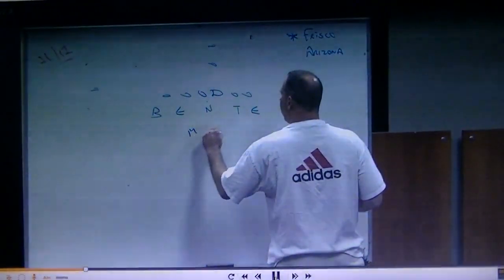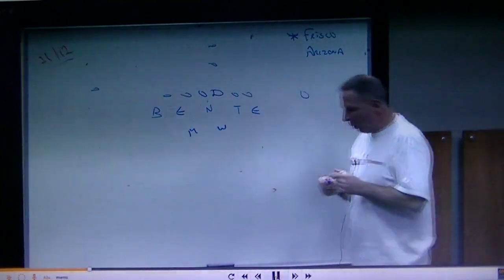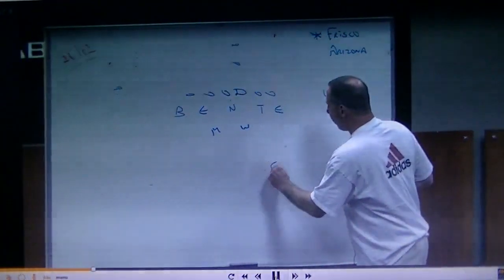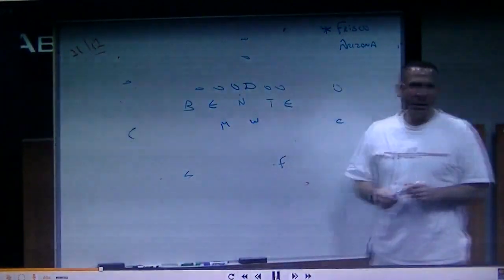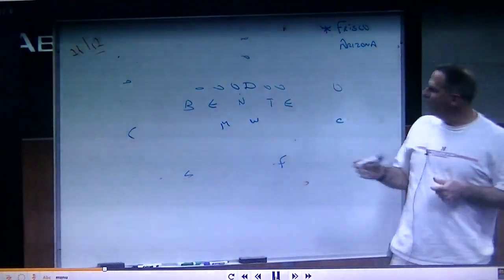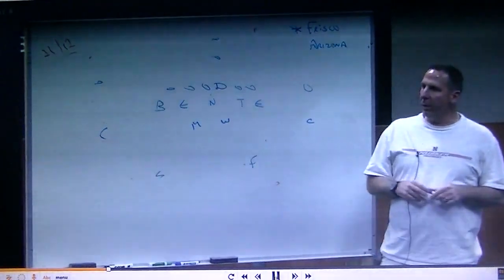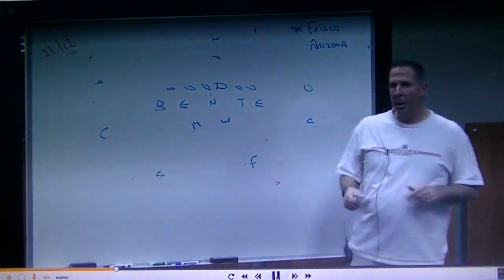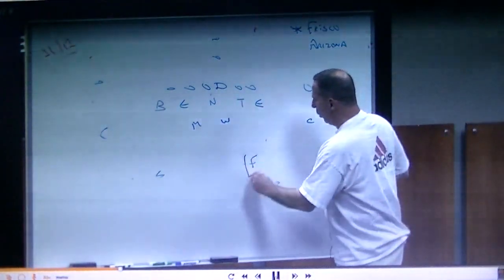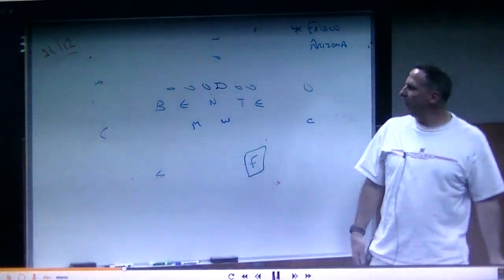Now, obviously, we got the Mike behind the ball. Let's talk about Frisco first, because once you learn Frisco, you know Arizona. Okay? If we're getting our run support from the flex side, in Frisco, we're getting it from who? Right there. Free safety.